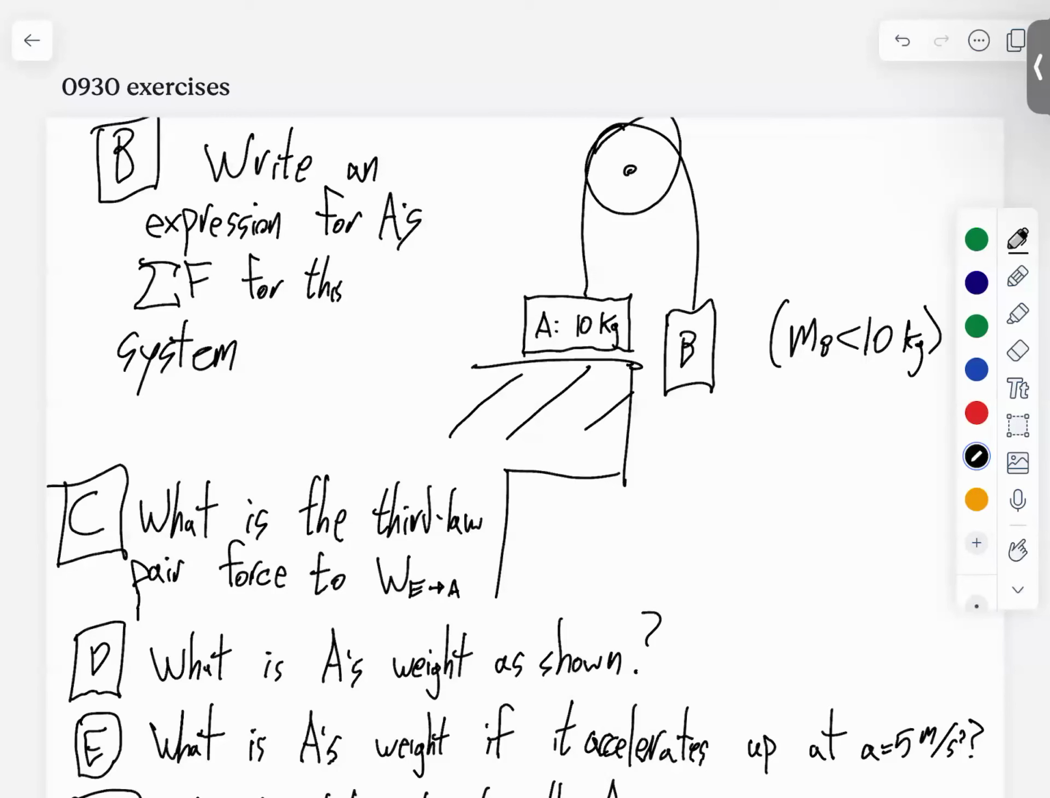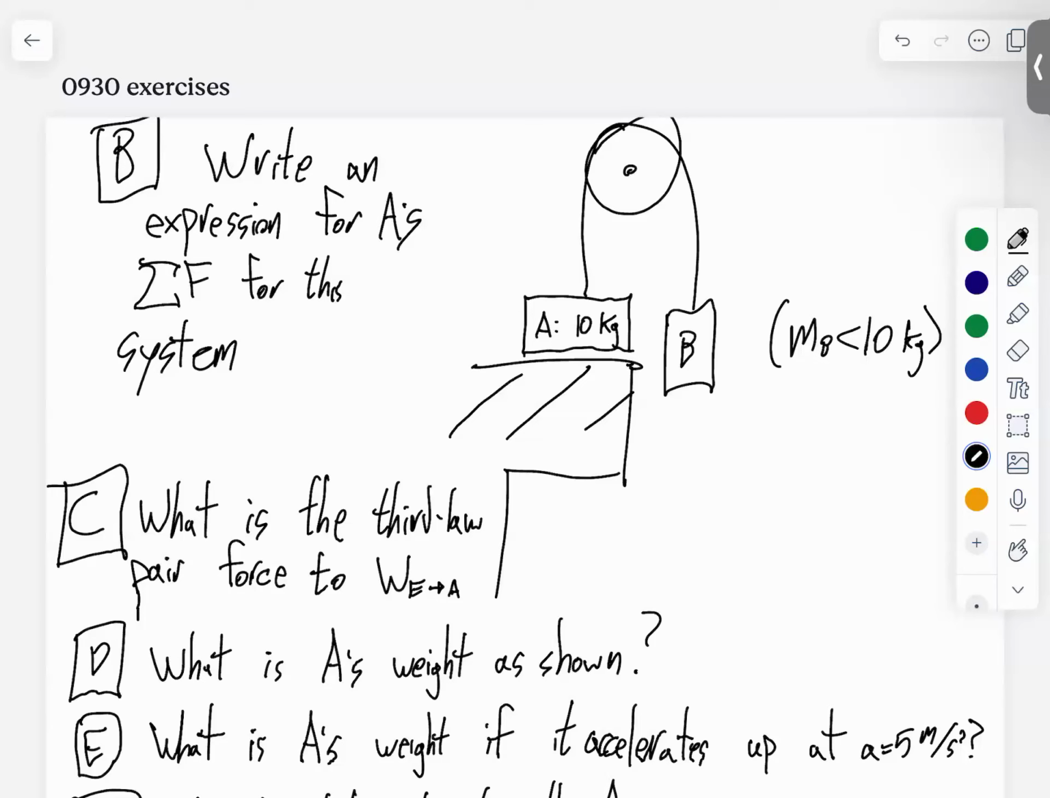For C, what is the third law pair force to the weight force of Earth on A? Again, you don't need to type out paragraphs. To identify a force, you can write a letter indicating the kind of force, for instance, the weight force, the cause of the force, for instance, the Earth, and the thing which feels the force, for instance, box A. So I'm asking you, what does Newton's third law say? Identify the force using that three-letter notation. You don't need to write a paragraph.